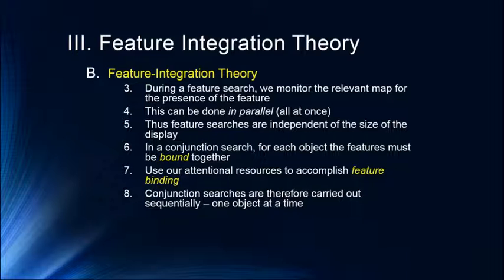So conjunction searches are carried out sequentially, one object at a time. So they take a lot longer and require much greater attentional resources.